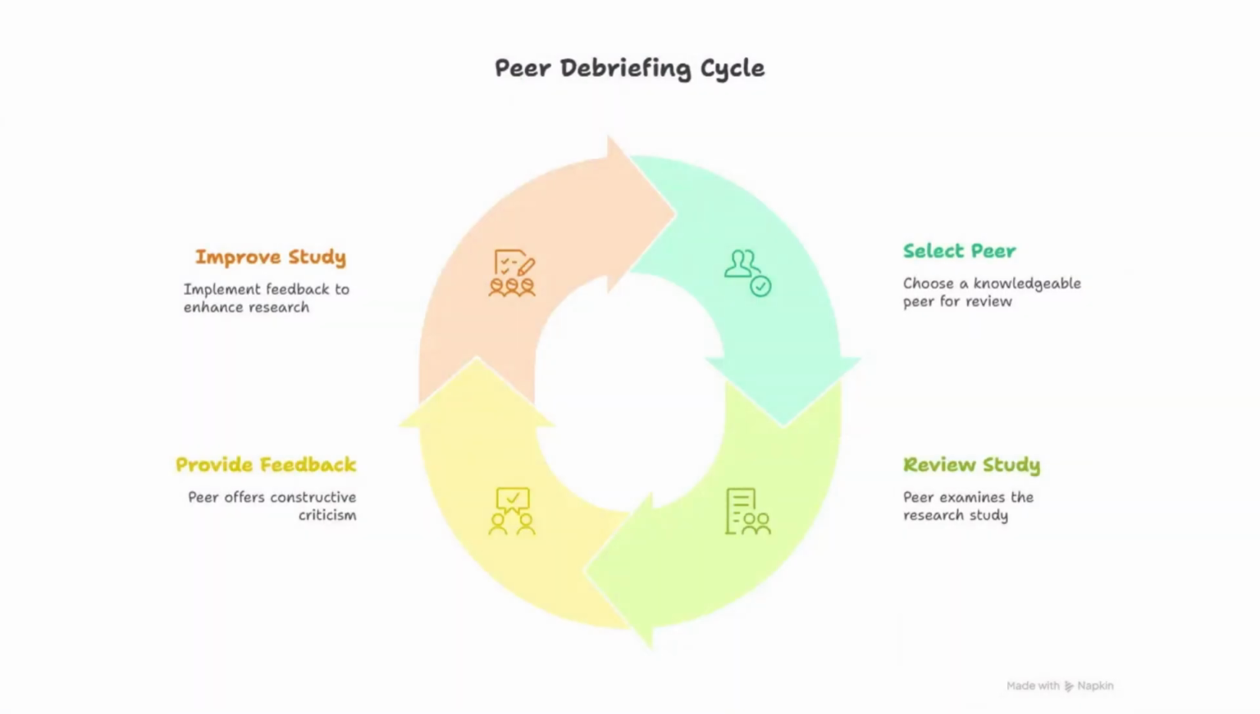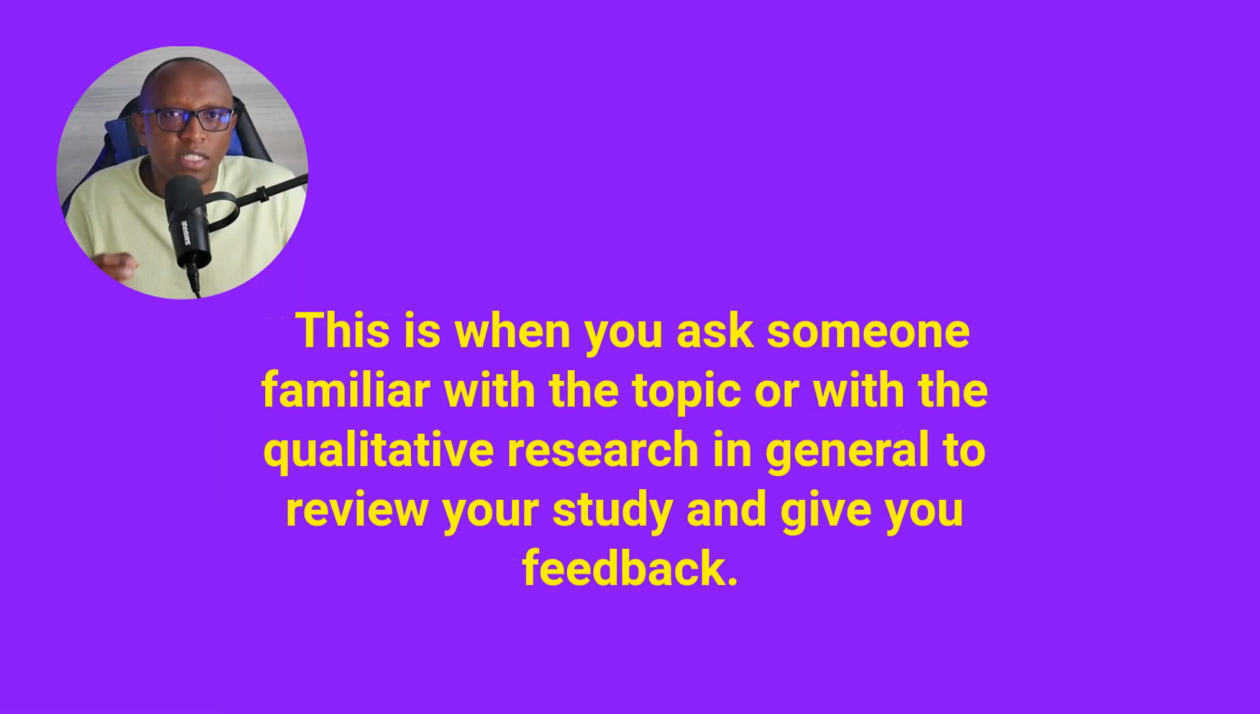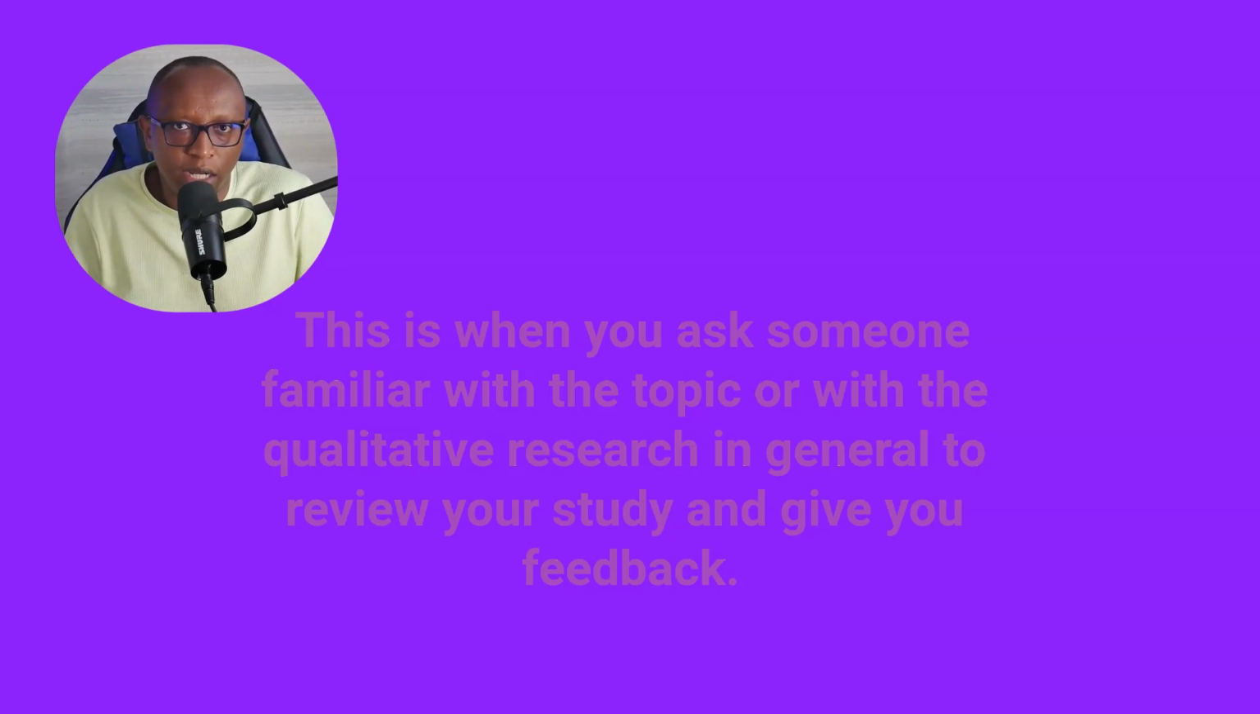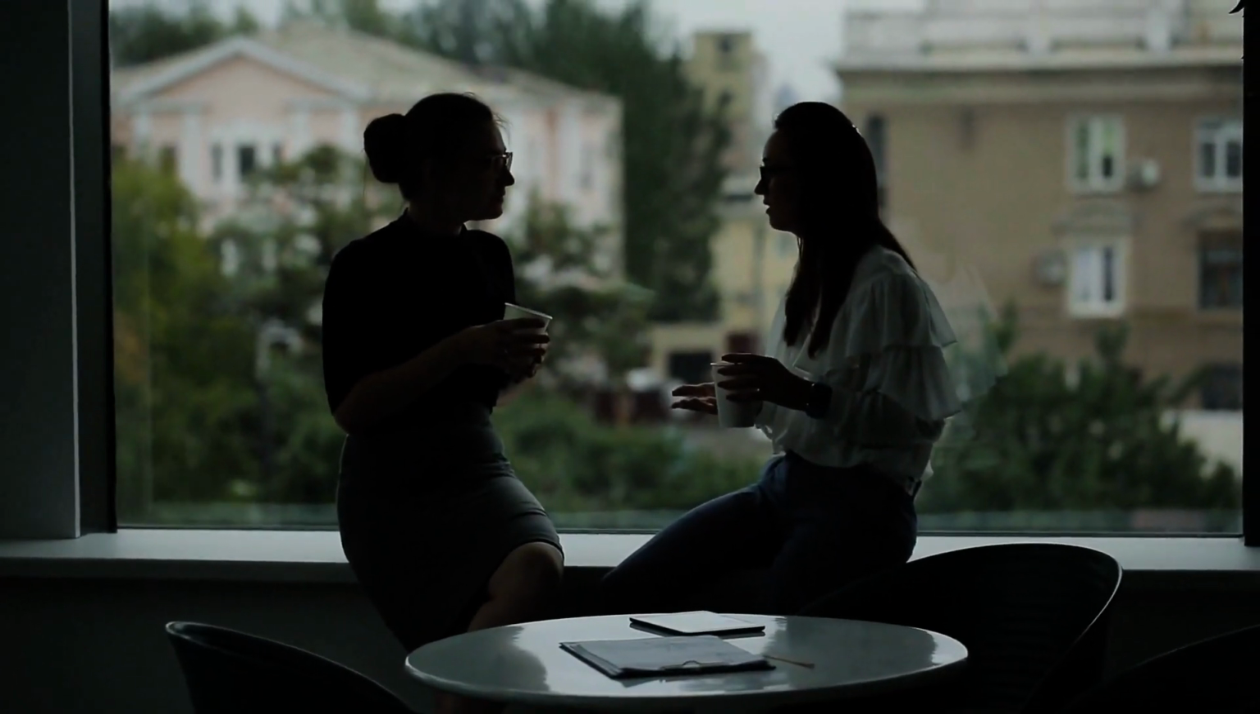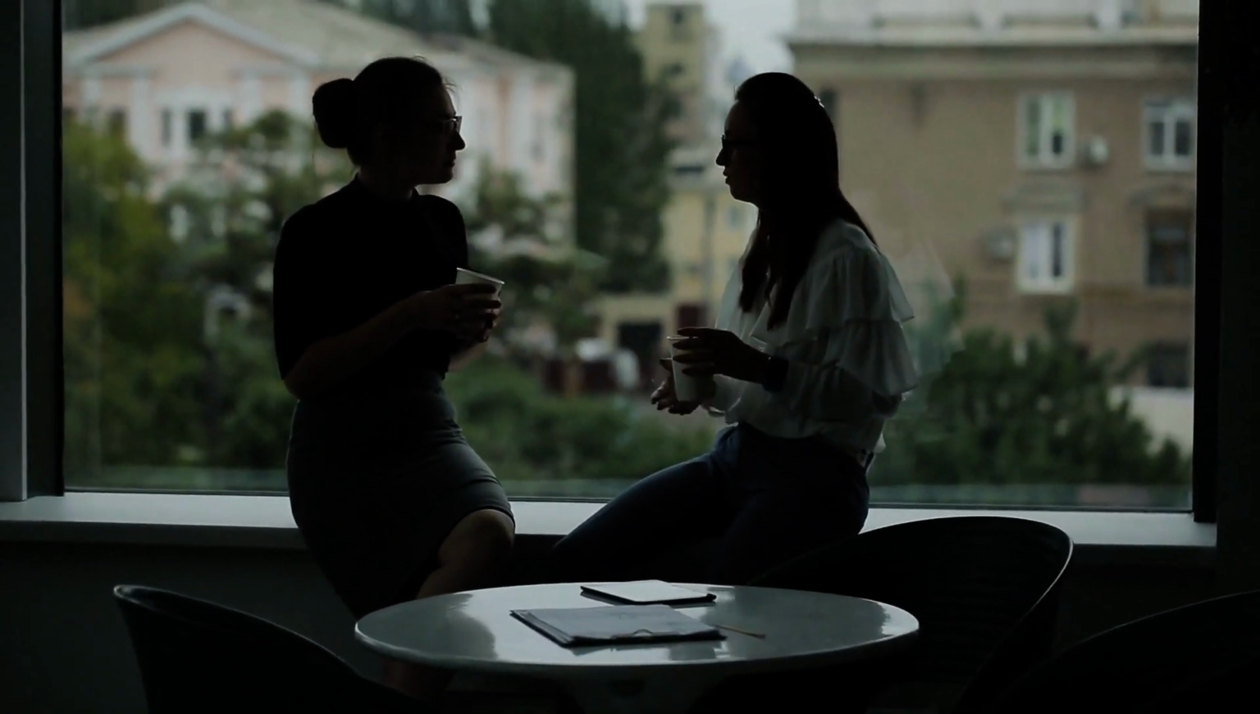The 9th strategy that you can use to ensure the validity of your findings in qualitative research is peer debriefing. This is when you ask someone familiar with the topic or with the qualitative research in general to review your study and give you feedback. This person acts like a critical friend. They might support your work, but they are also there to challenge your ideas, ask tough questions, and point out anything that doesn't quite fit.